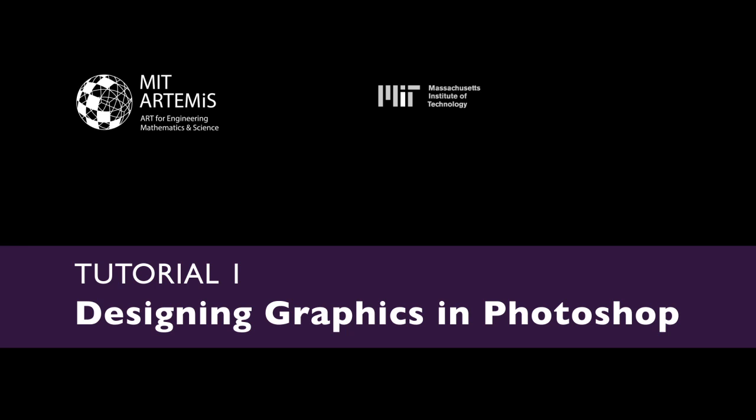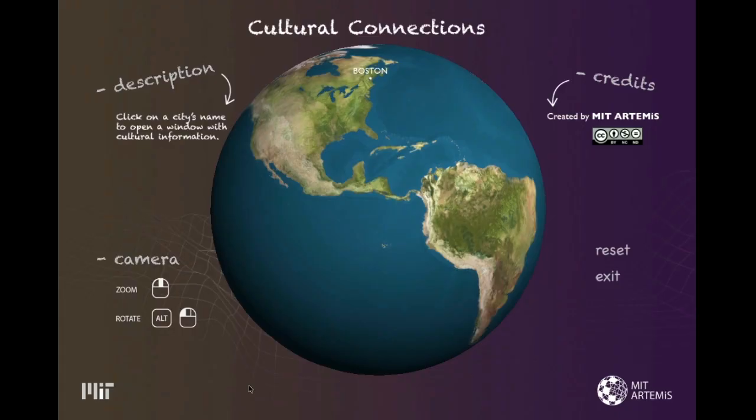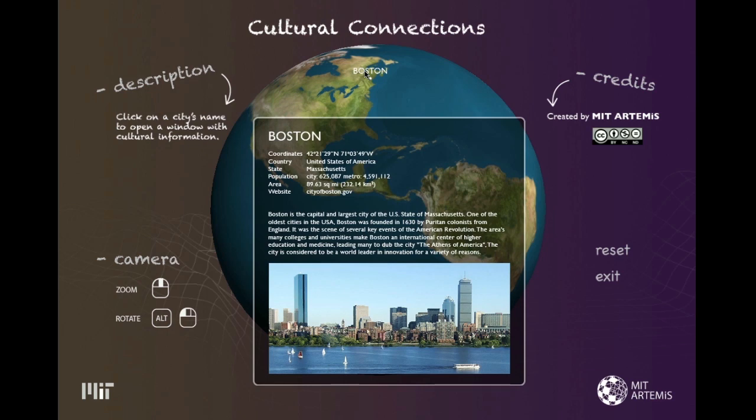In this tutorial, you will learn how to design raster graphics in Photoshop and create images for a graphical user interface. In the geography game, when you click on the name Boston, a pop-up window displays information about the city. Let's design the graphic panel shown in that window in Photoshop and prepare it for Unity.